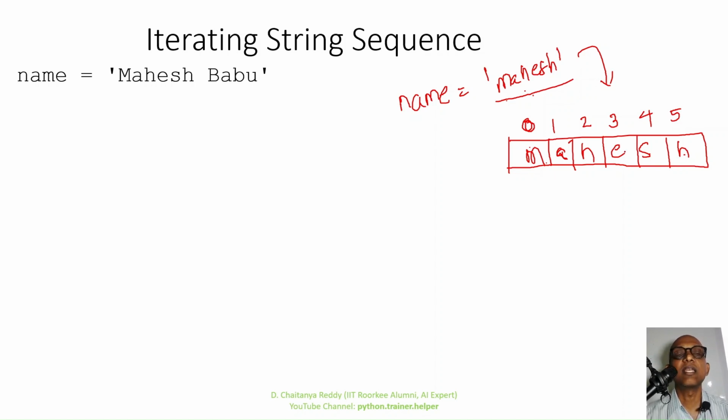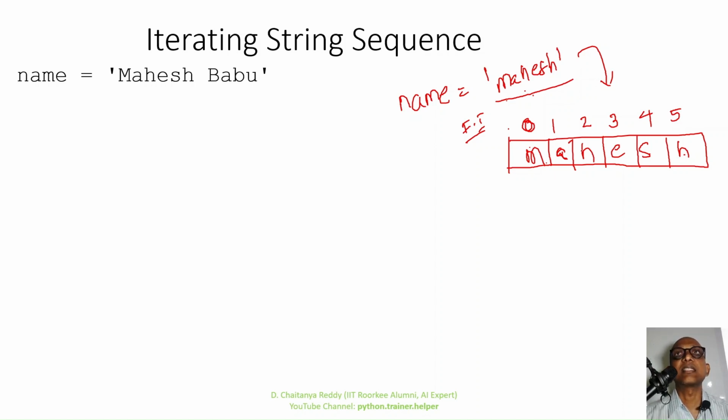Every time it happens in the memory. Clear? This is what we call forward indexing. Then the reverse indexing. For every string you are storing in Python in memory, Python is going to allocate both forward indexing as well as reverse indexing. Both. It will allocate both.